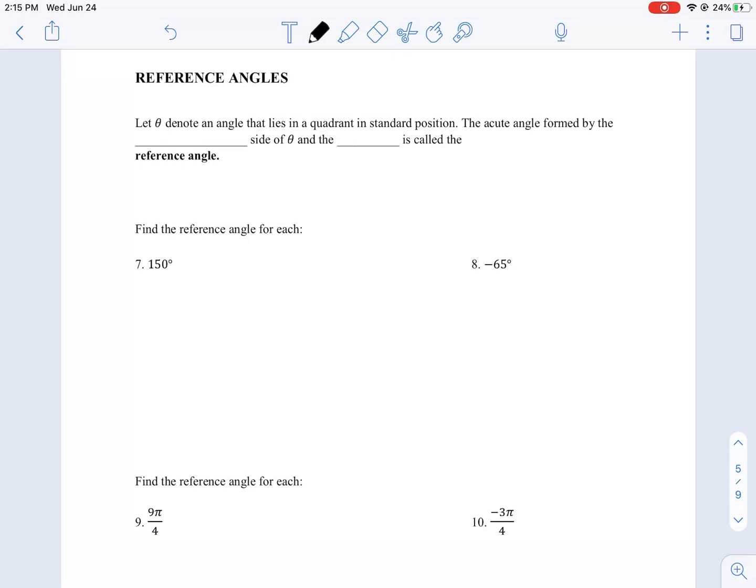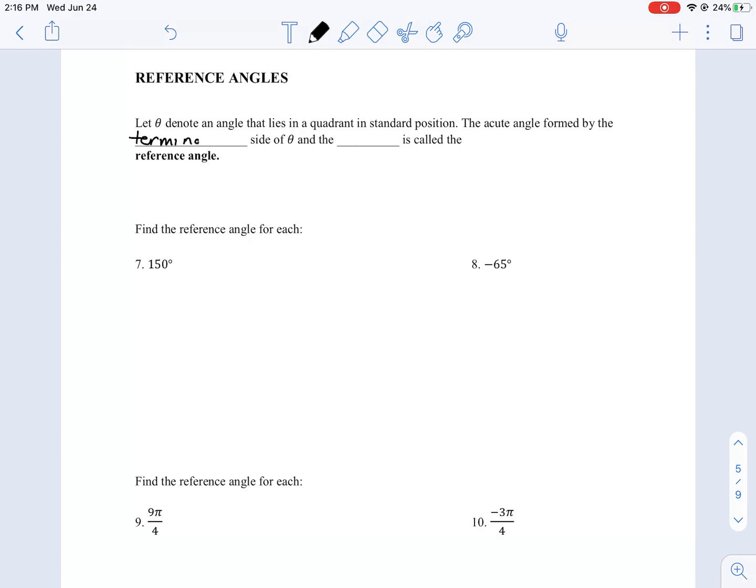Hello class, in this video I will be showing you how to find reference angles. And in a later video I will be showing you how to use reference angles to find the trig value of any angle in standard position. Let's begin. Let theta denote an angle that lies in a quadrant in standard position.